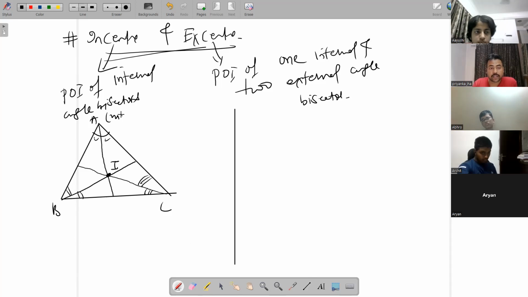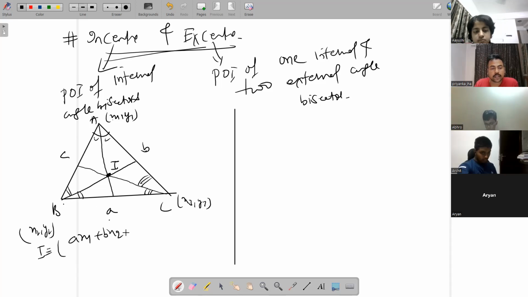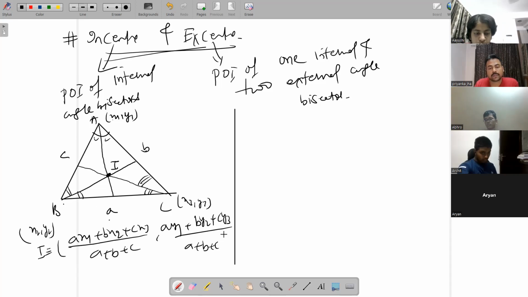Suppose the coordinates, this is very important: X1, Y1. You have to remember this. X2, Y2, X3, Y3. The lengths of the sides opposite are a, b, and c. So the coordinate of incenter is (a X1 plus b X2 plus c X3) upon (a plus b plus c), (a Y1 plus b Y2 plus c Y3) upon (a plus b plus c). Very, very important.